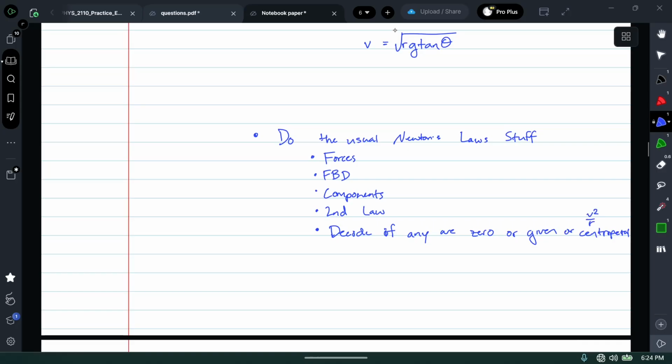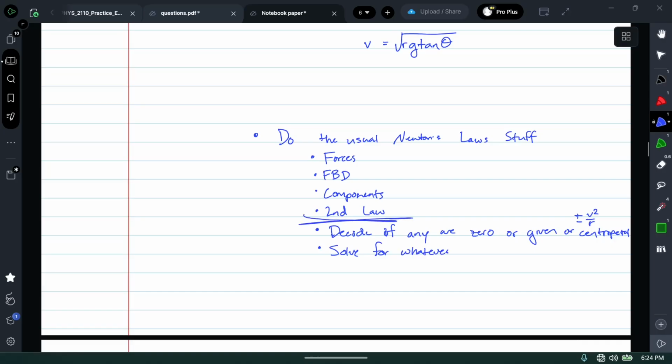That's where the v squared over r comes up. Depending on which way the acceleration is, are they turning to the left, are they turning to the right, and how you've defined your axes, that will be a positive or a negative value. And then the last step is solve for whatever, doesn't matter.